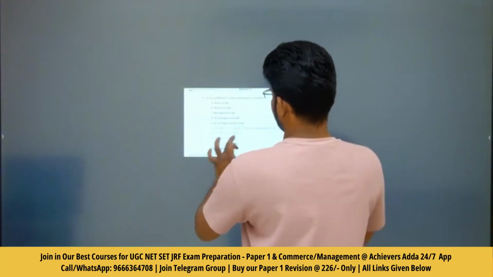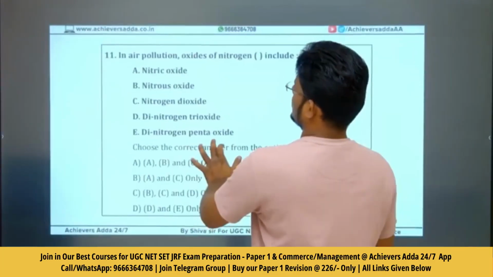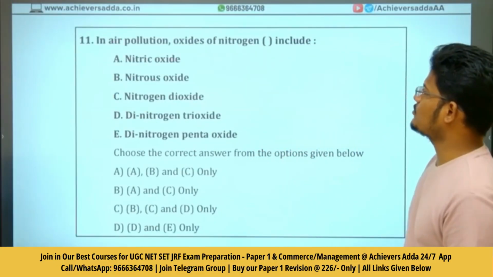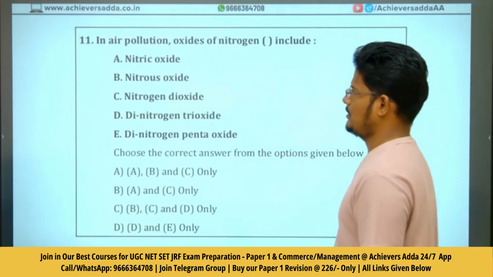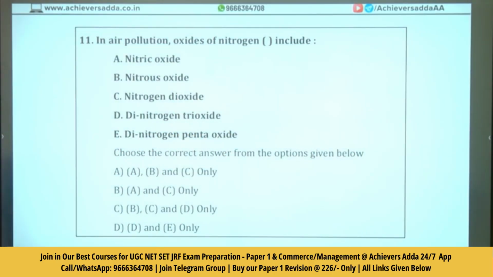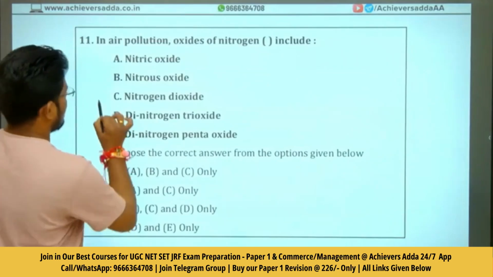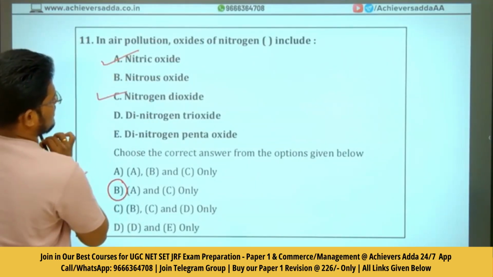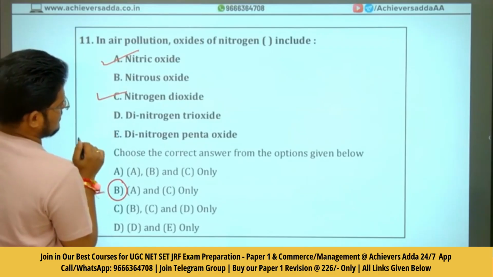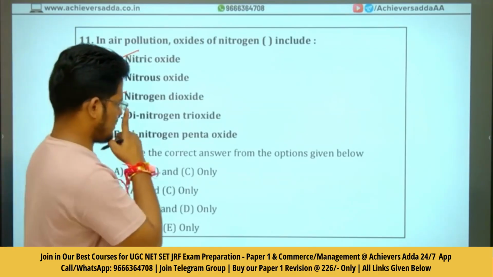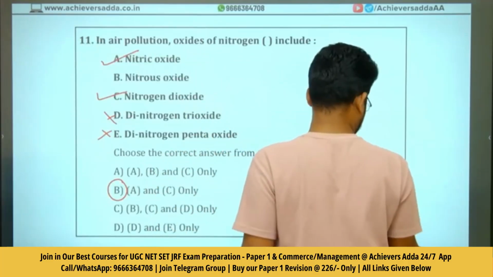Last 5 questions. Nitrogen in air pollution: oxides of nitrogen include which? The answer is 2, A and C. Nitric oxide and nitrogen dioxide are the oxides of nitrogen. There is no dinitrogen pentoxide. So A and C is the correct one.